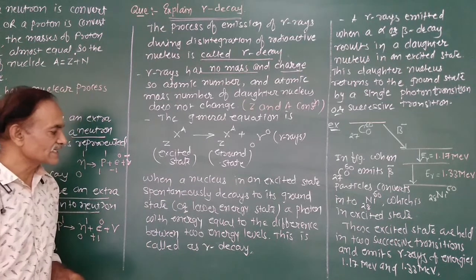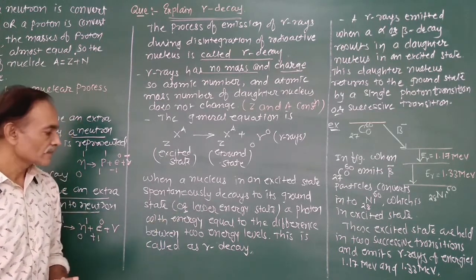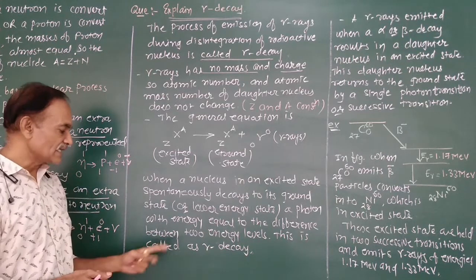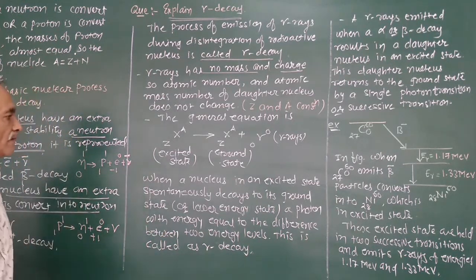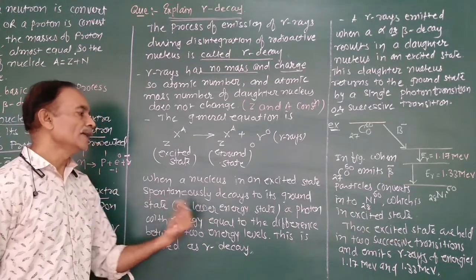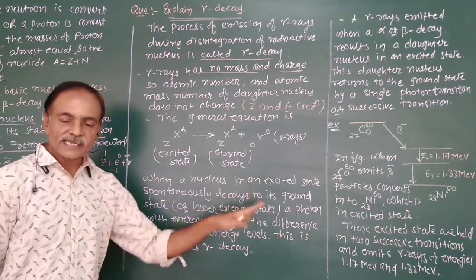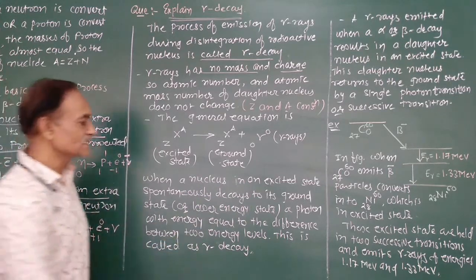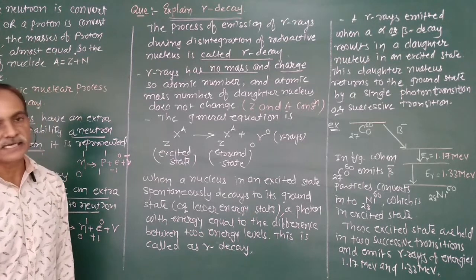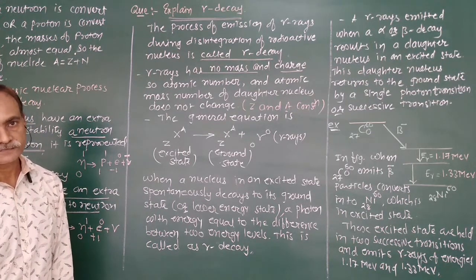When a nucleus in an excited state spontaneously decays to its ground state or lower energy state, a photon with energy equal to the difference between the two energy levels is emitted, and this is known as the gamma decay.